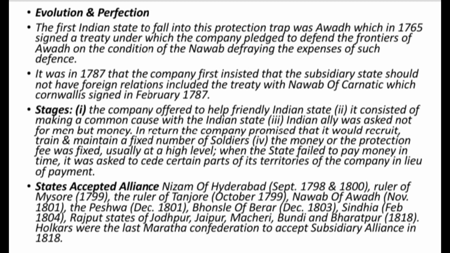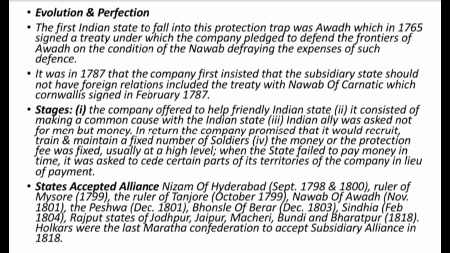It was Wellesley's general rule to negotiate for the surrender of territory in full sovereignty for the maintenance of the subsidiary force. Now let's know what the stages of application of the subsidiary alliance were. There were four stages in the evolution of the subsidiary alliance.